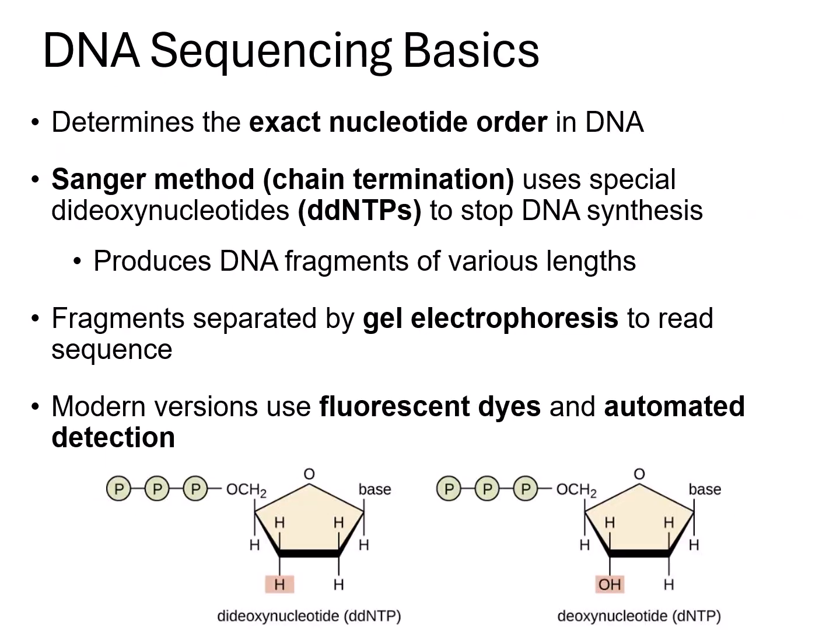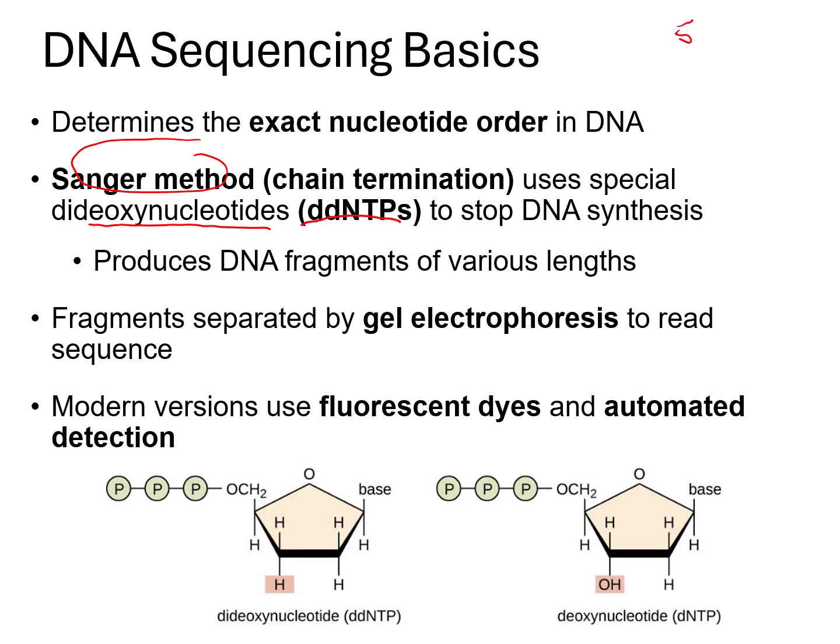Now let's switch gears and look at DNA sequencing. So the purpose of DNA sequencing is to reveal the exact order of nucleotides. And a classic method is the Sanger method. This uses chain-terminating nucleotides, also known as dideoxynucleotides or ddNTPs, that stop DNA synthesis at specific bases.